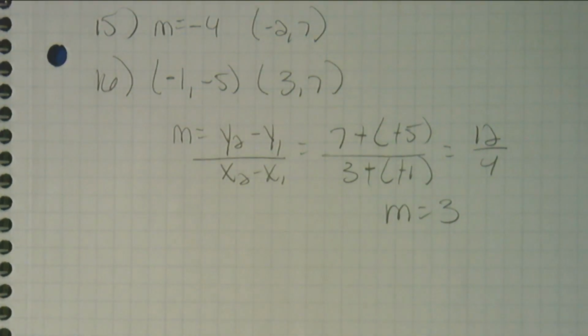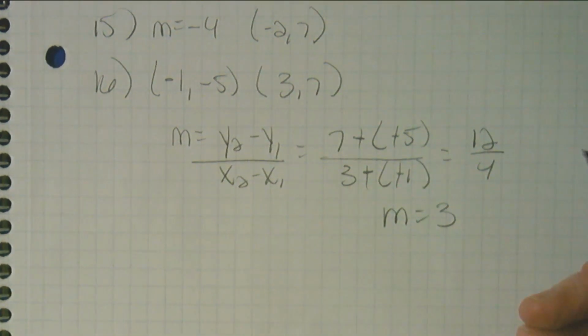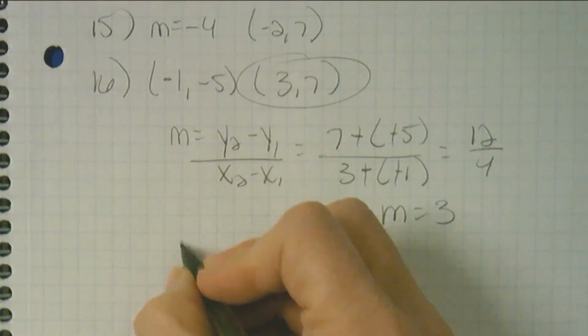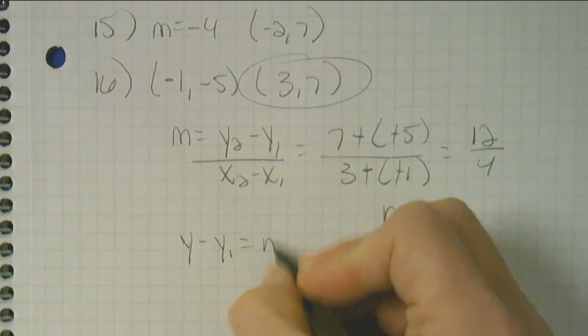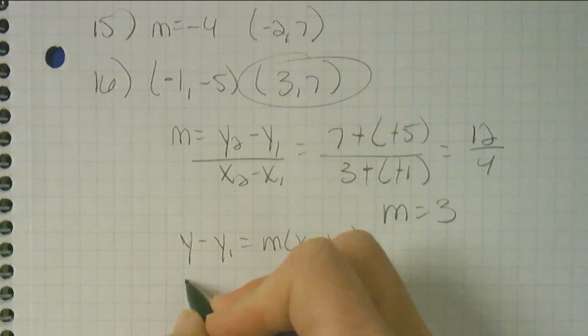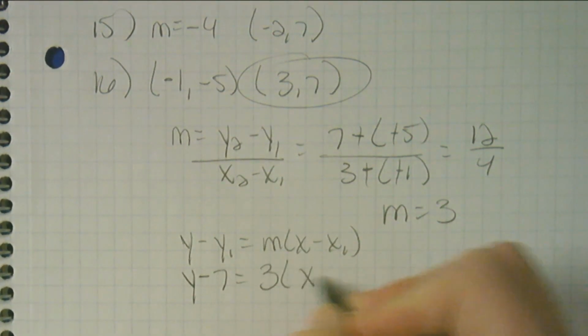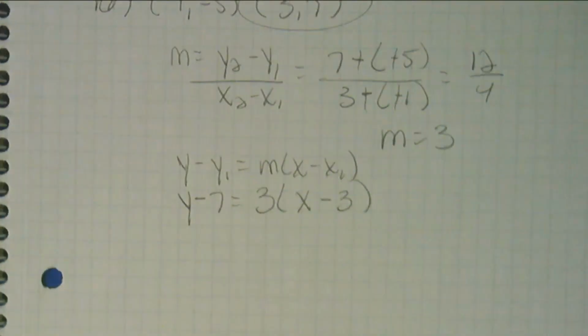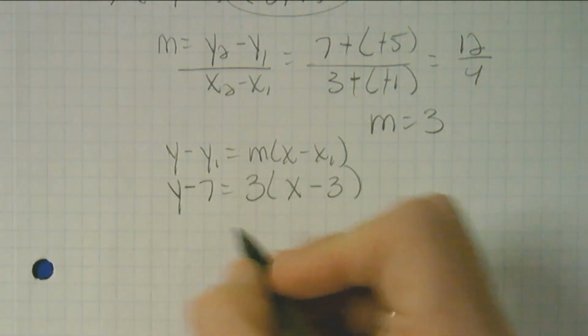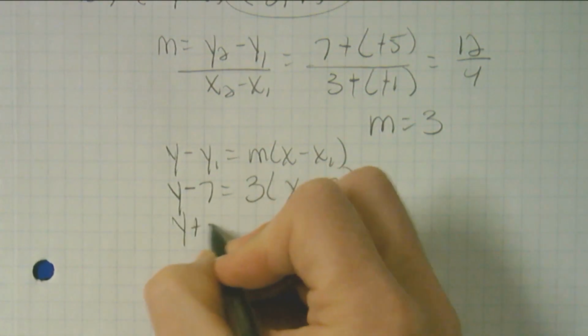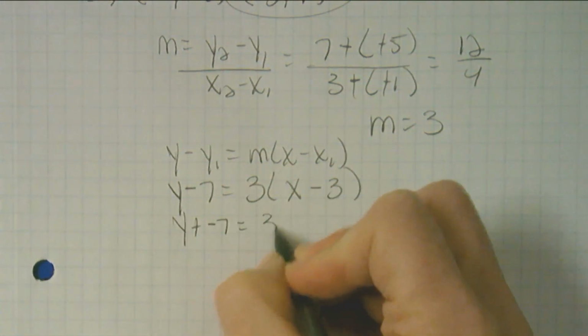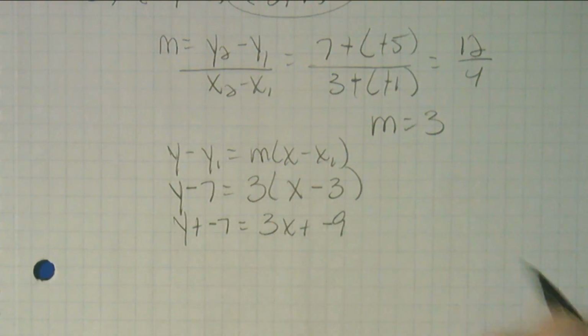Maggie, did you use point-slope form or slope-intercept form? Which point did you use for point-slope? Excellent. All right, so I have y minus y1 is equal to m times the quantity of x minus x1. So that would be y minus 7 is equal to 3 times the quantity of x minus 3. Now I'm just going to do the distributive property and start putting this in standard form. So I have y plus a negative 7 is equal to 3x plus a negative 9.